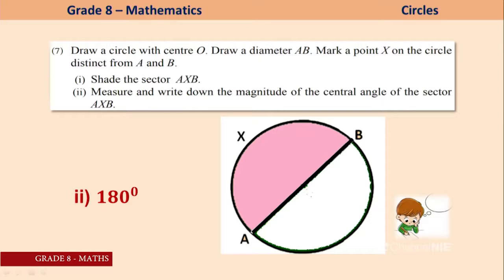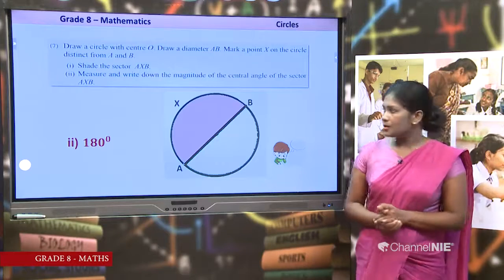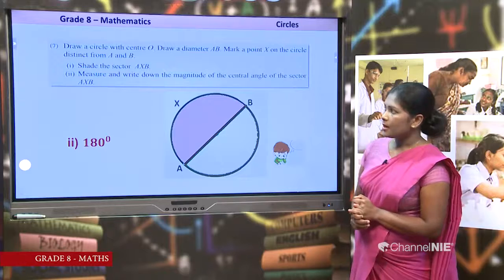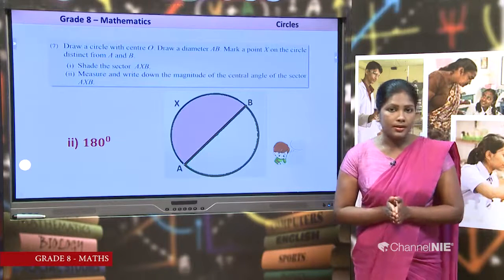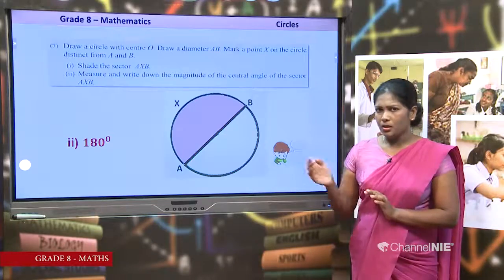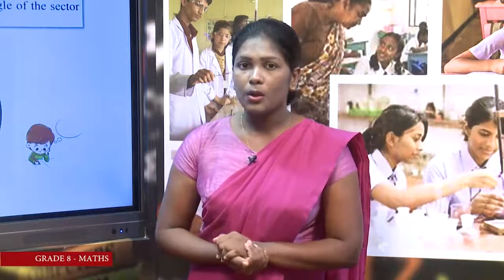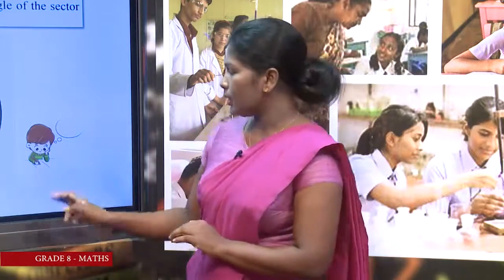The central angle, measure and write down. You can measure using protractor? So, the answer should be 180 degrees. So, when we measure the angle, you have to use protractor. Okay children, now we discuss about the next question. What is this?